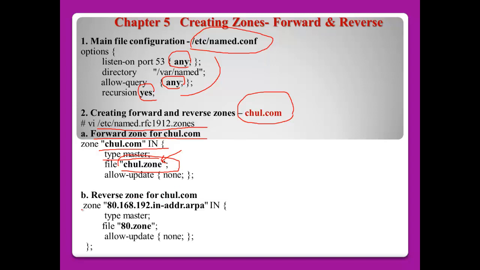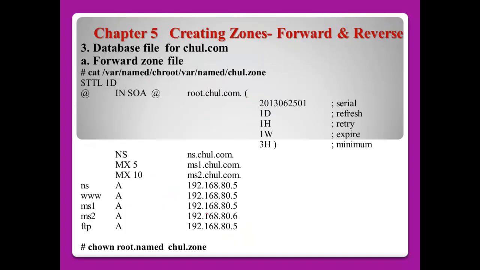And the reverse zone, zone 8.168.192.in-addr.arpa. In-addr means the root name servers, and this is the network address my interface belongs to. So I decide like this. And the file name, in my case, is 8.zone. This is the information about the reverse zone of the domain chol.com.